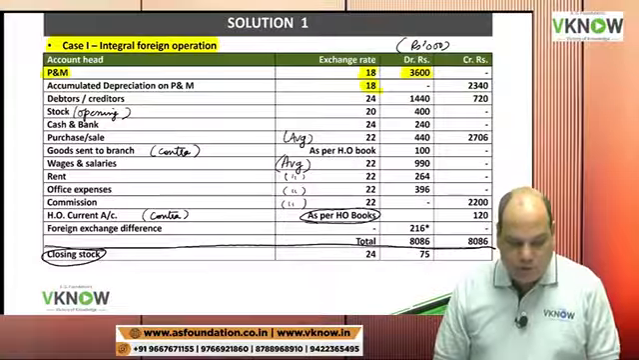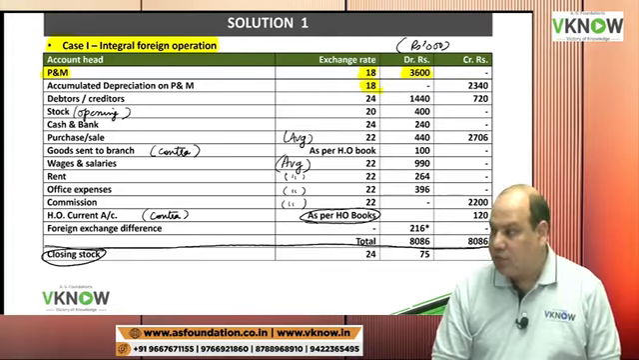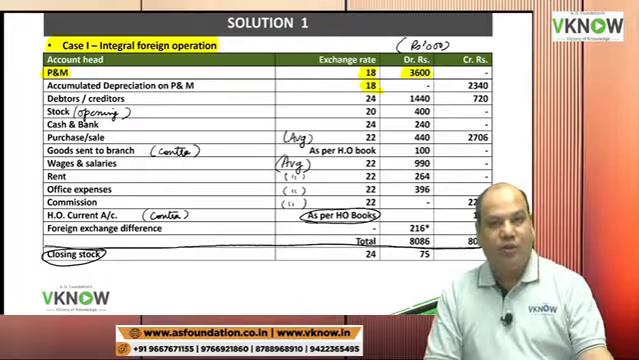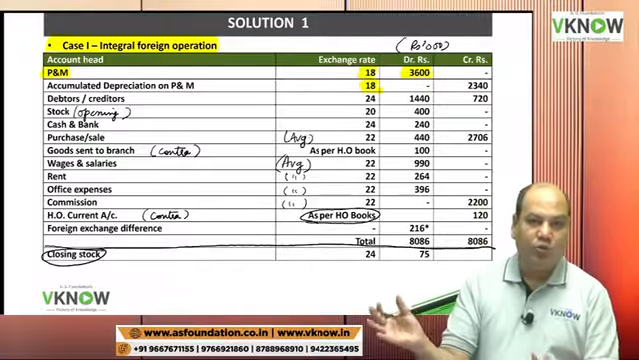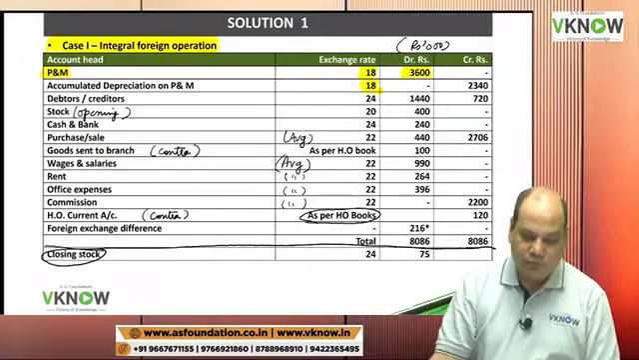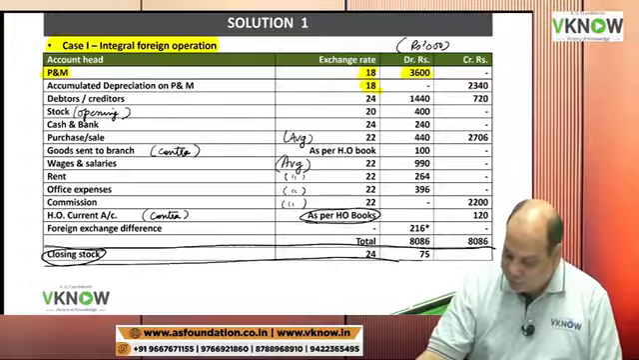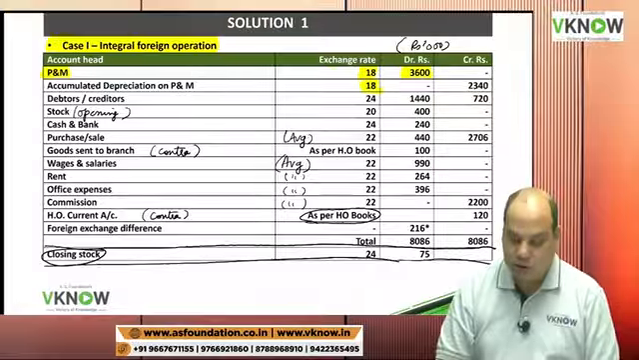Now there is a question: if the current account is not given, what rate will we apply? It will be given to you because it's a branch account. If there is a branch, there is a head office also. A branch cannot exist independently. Every branch should have a head office, so the amount will also appear in HO books. So it will be given to you. If they don't give it, it is a wrong question. So this is the answer for integral foreign operation.